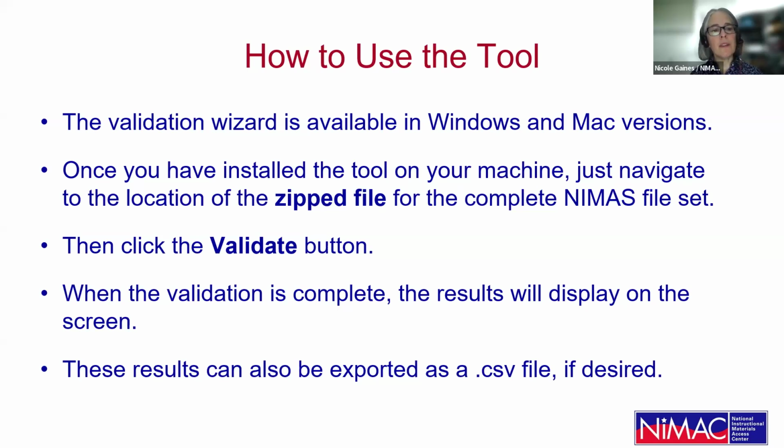Once you have the tool installed on your machine, it's really intuitive and quick to use. You just navigate to the location of the zipped NIMAC file and then click the Validate button. We'll walk through some screenshots in just a moment to show you what that looks like. When the validation is completed, the results will display on the screen. And if they are extensive or you just want to capture the information, you can also export the validation results as a CSV file.